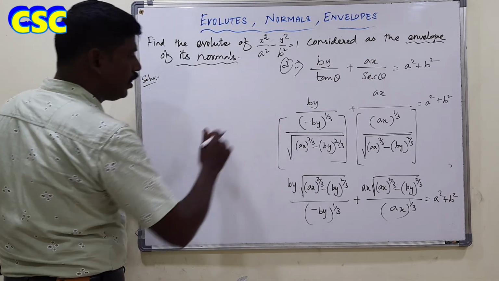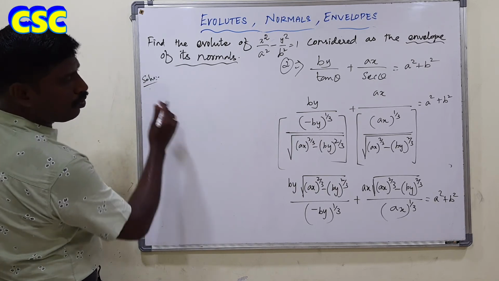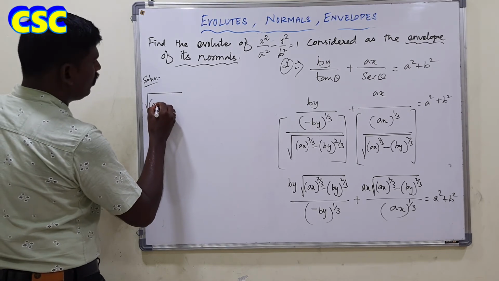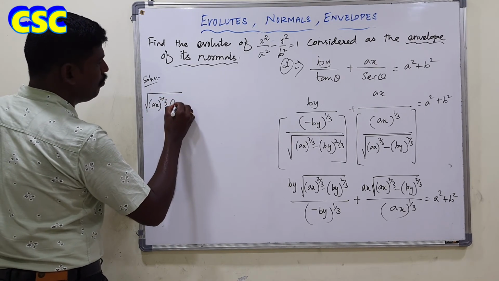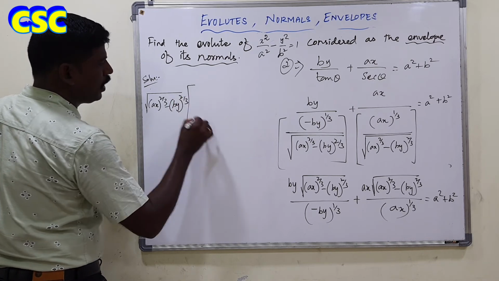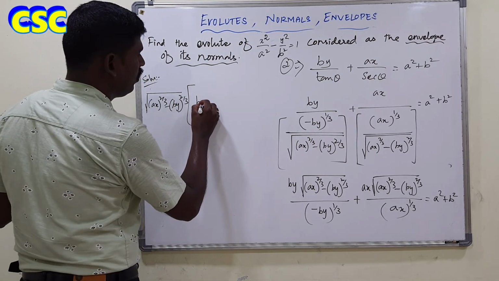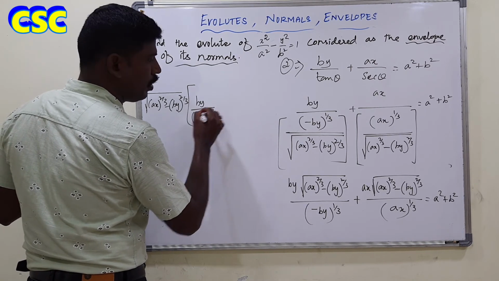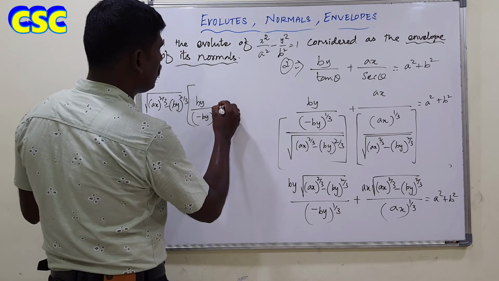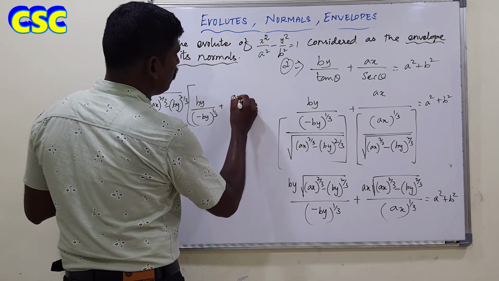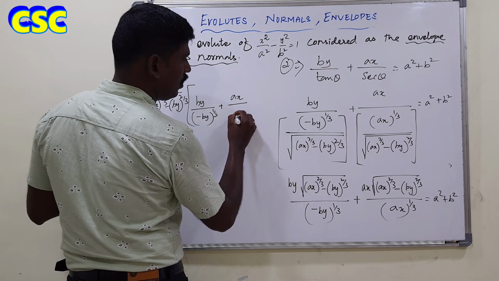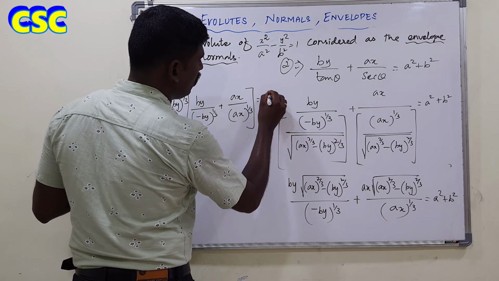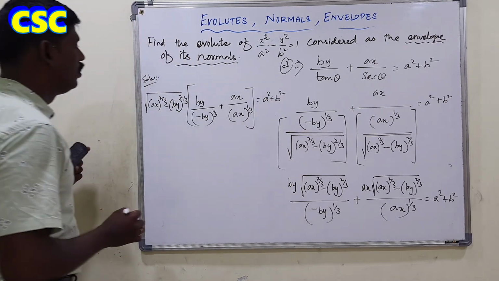Taking this as common, right? So what will you get? Root of ax power 2 by 3 minus by power 2 by 3 as common. What will you get in the numerator? ax power 1 by 3 minus by power 1 by 3, isn't it? Plus ax by ax power 1 by 3 equal to a square plus b square.